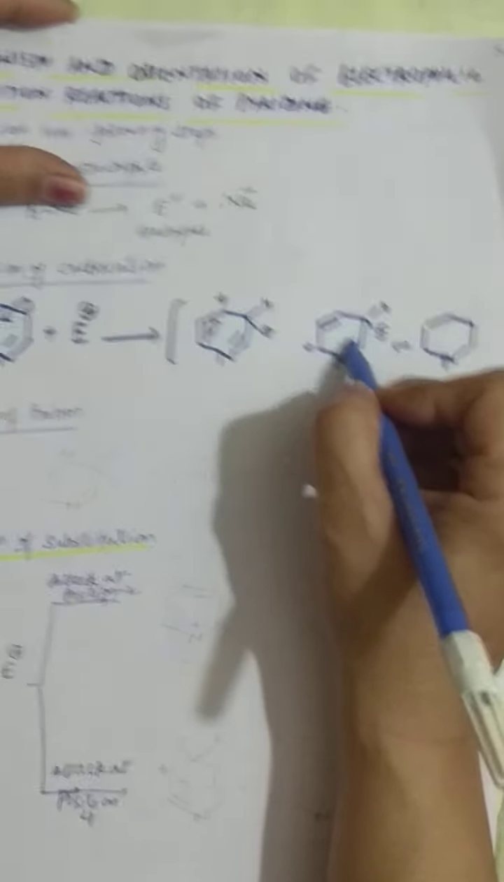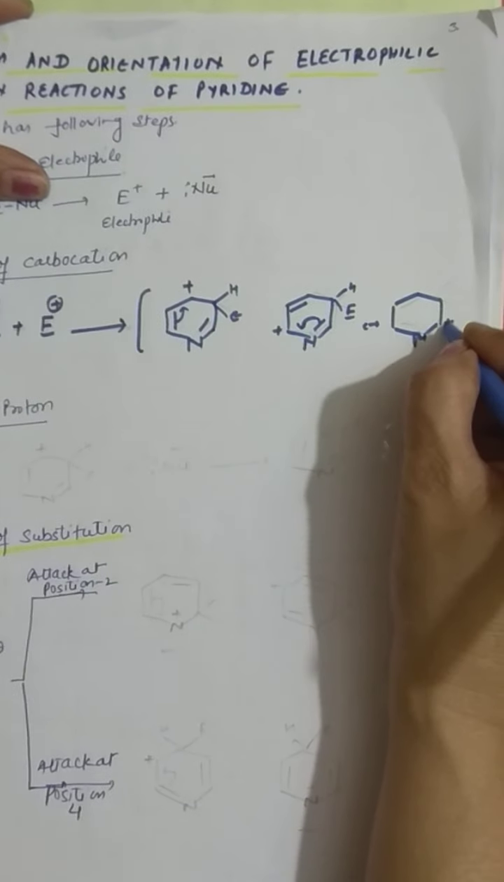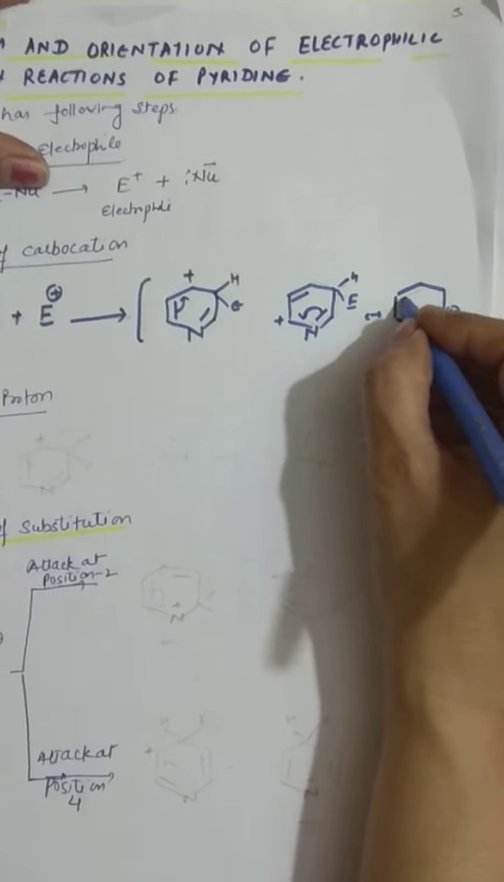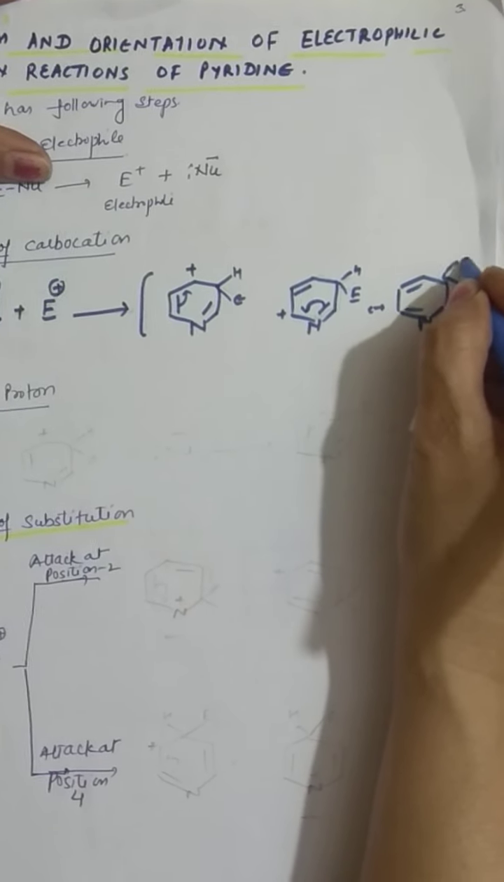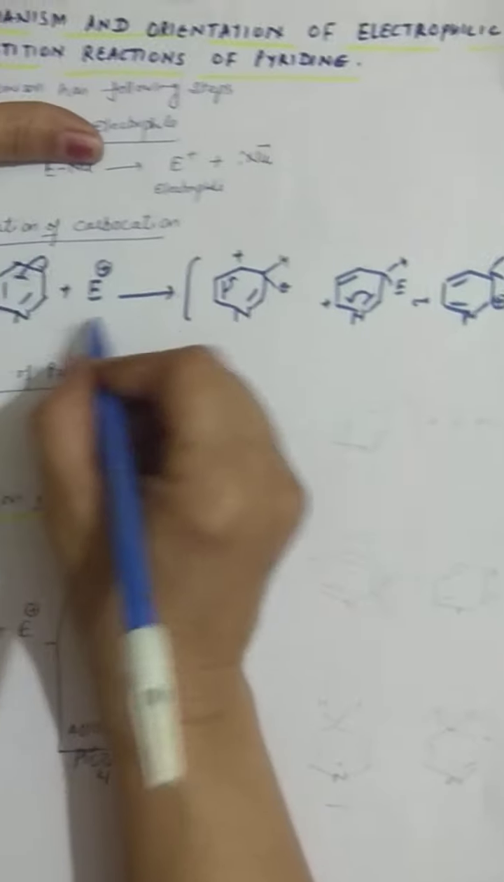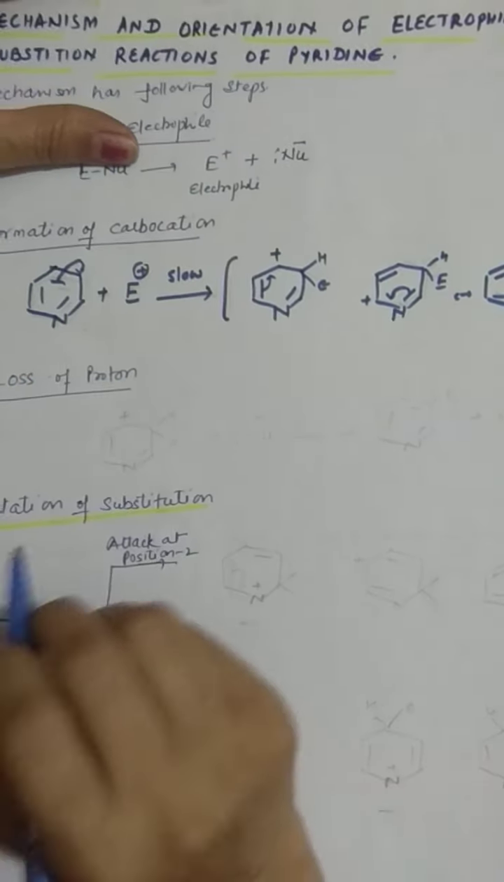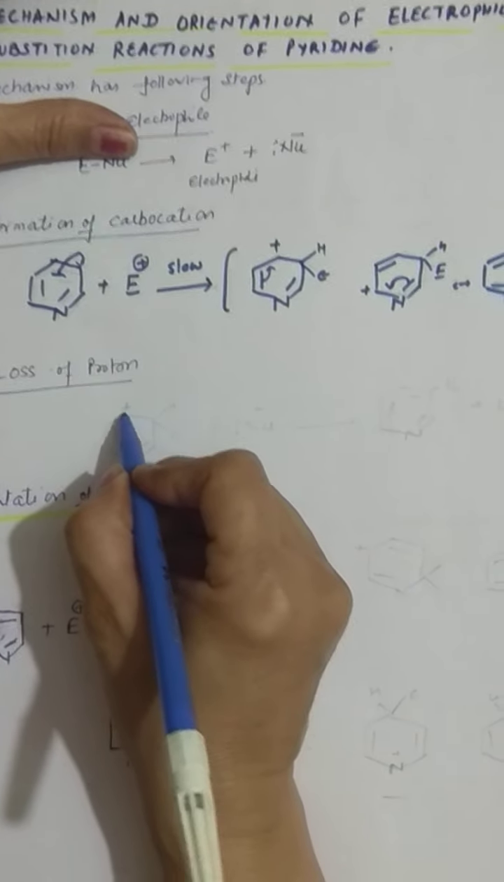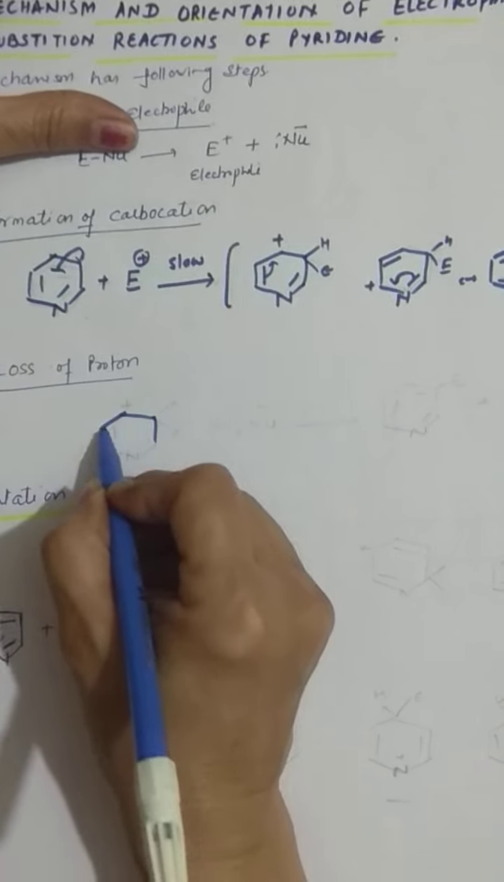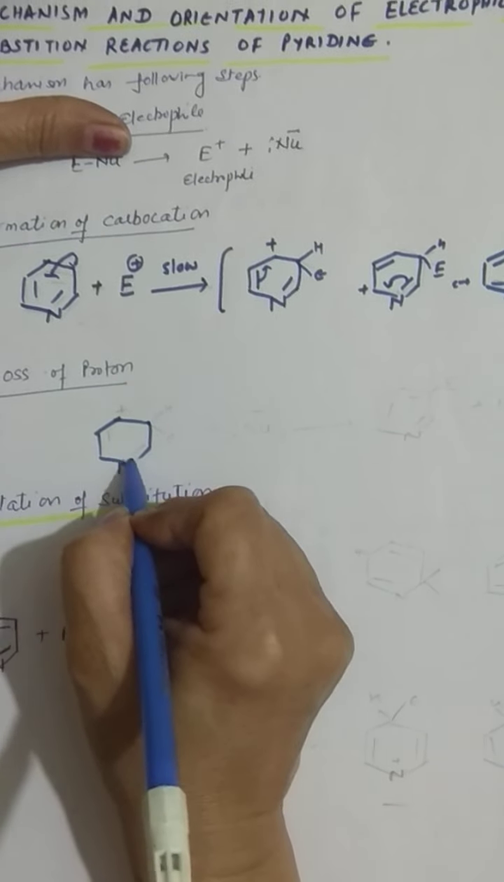So now this electron density is shifted here, and we get the positive charge here. And this step is a slow step. So this is a rate determining step. So the third step is loss of proton.